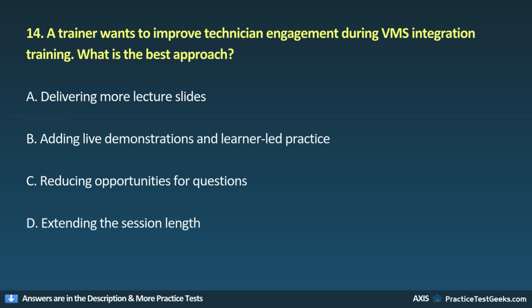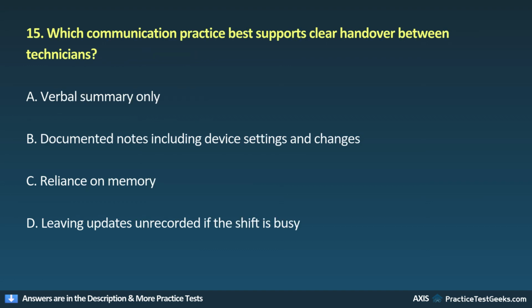14. A trainer wants to improve technician engagement during VMS integration training. What is the best approach? A. Delivering more lecture slides. B. Adding live demonstrations and learner-led practice. C. Reducing opportunities for questions. D. Extending the session length.